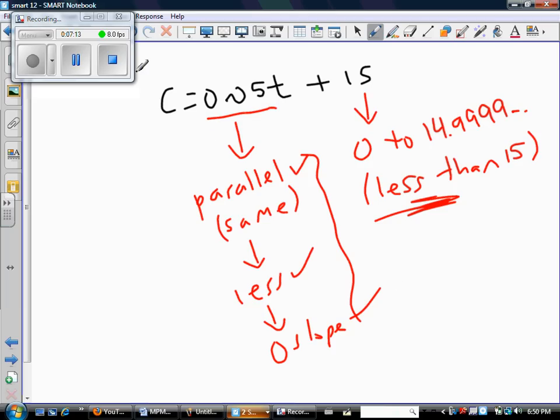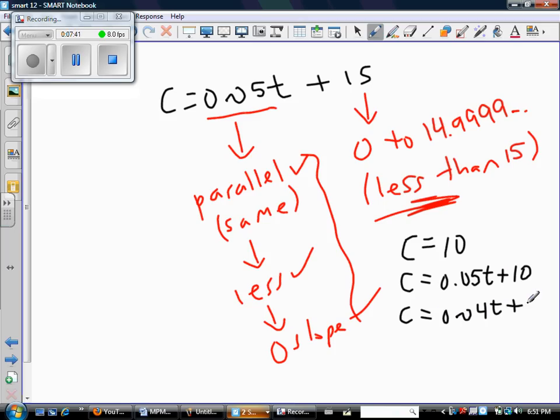So here are some examples of equations that you could write. You could simply say that cost equals 10. Simple. It's a flat rate phone bill. Doesn't matter how many minutes. It's 10 bucks and it's always cheaper. Or you could say 0.05t plus 10. This one's parallel, but it's always going to be lower. Or you could say 0.04t plus, let's go 8 this time. So this is less and the slope is less. There are some examples. Again, you could do anything.